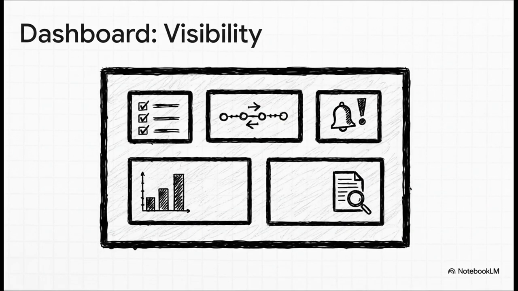Basically, it's one central, easy-to-use place to see everything that's happening with our data pipelines. From this dashboard, you can see the real-time status of every single job. You can look through the complete history of every run. You can see any alerts or errors that pop up. You can even track how much data is being processed and take a look at the output files themselves.